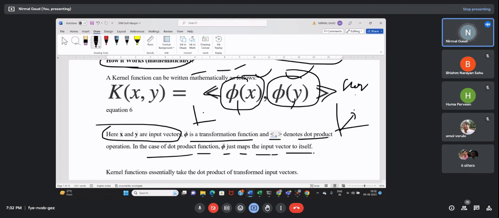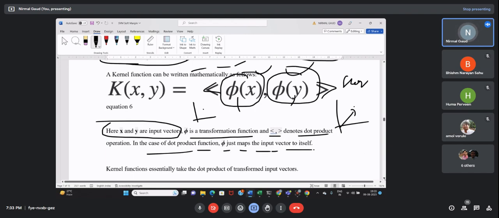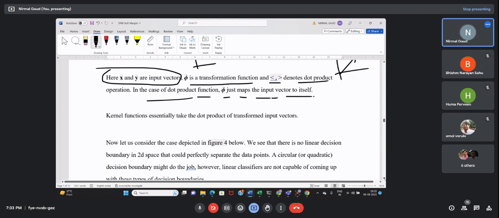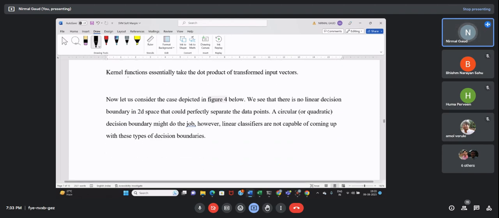I have already shared one GitHub with you, the math of support vector machine. However, that was a bit complicated, so I changed the notes. But there you can see they have started via vectors only, and I have also explained that. So I am representing the points via vectors, and they are saying that you need to apply some transformation. Kernel functions essentially take the dot product of the transformed input vectors.